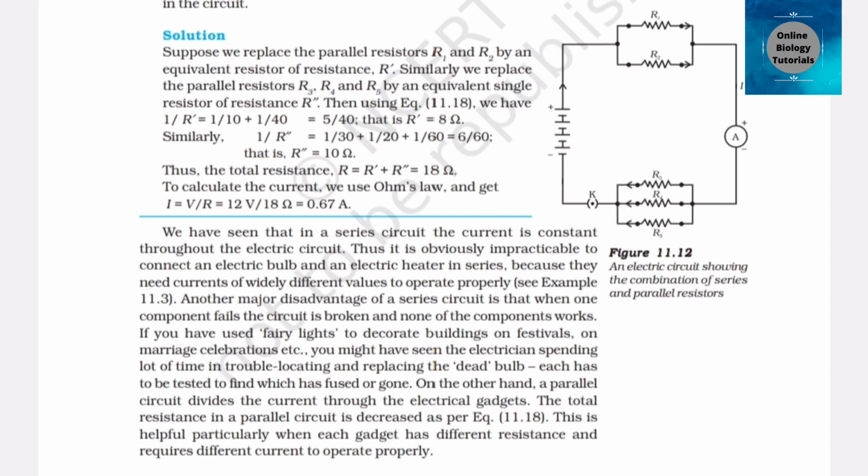If you have used fairy lights to decorate buildings on festivals, on marriage celebrations, etc., you might have seen the electrician spending a lot of time and trouble locating and replacing the dead bulb. Each has to be tested to find which has fused or gone. On the other hand, a parallel circuit divides the current through the electrical gadgets. The total resistance in a parallel circuit is decreased as per equation 11.18. This is helpful particularly when each gadget has different resistance and requires different current to operate properly.